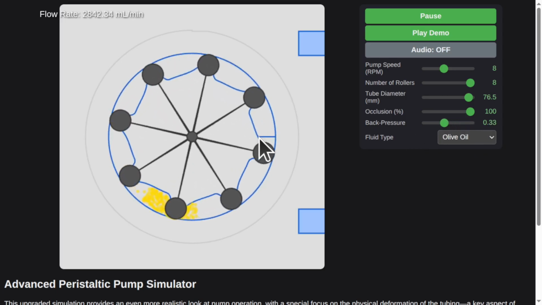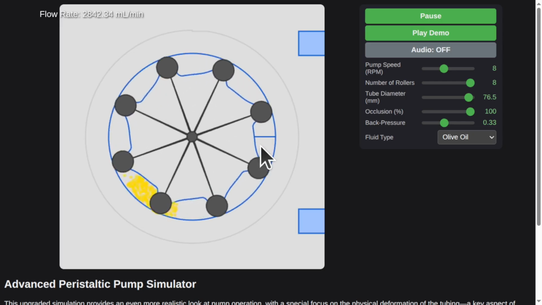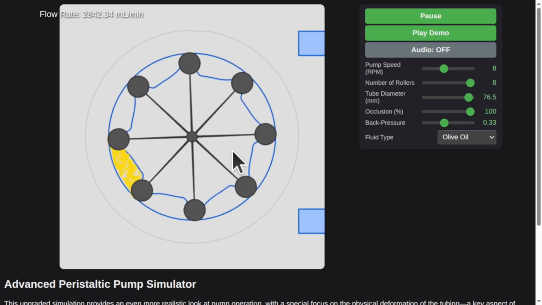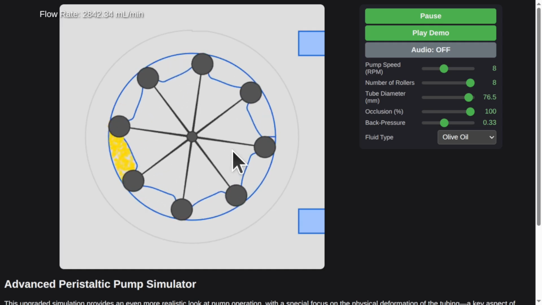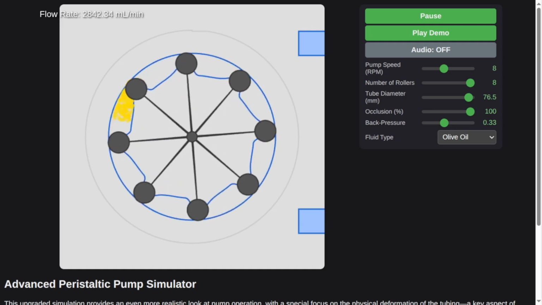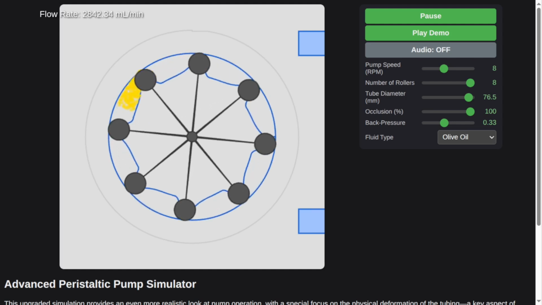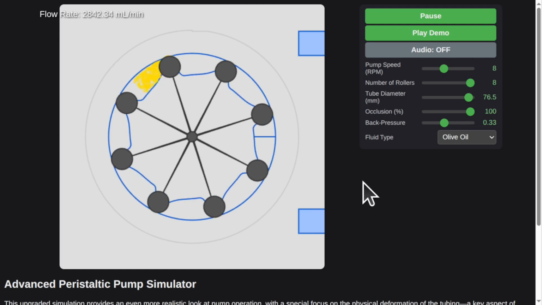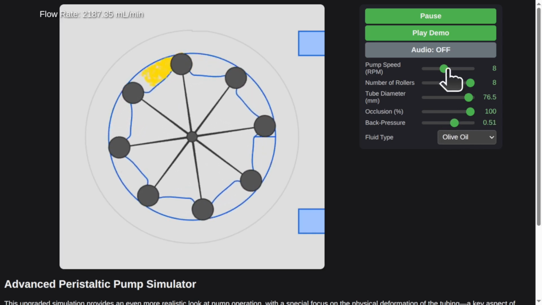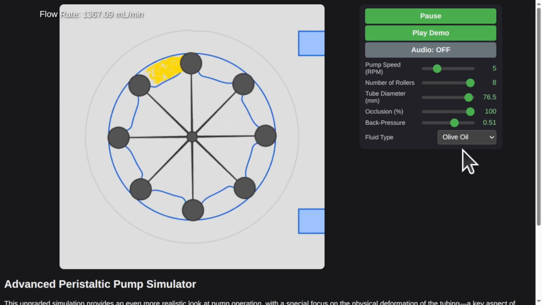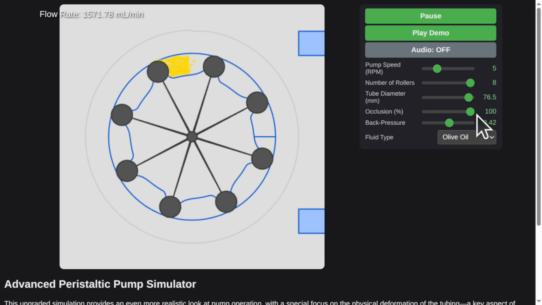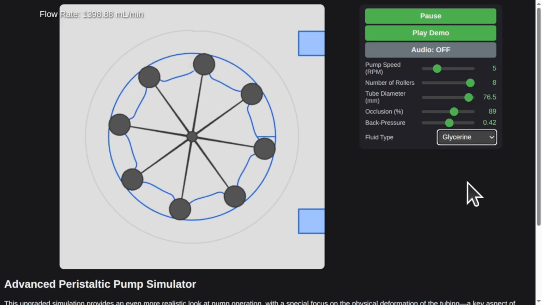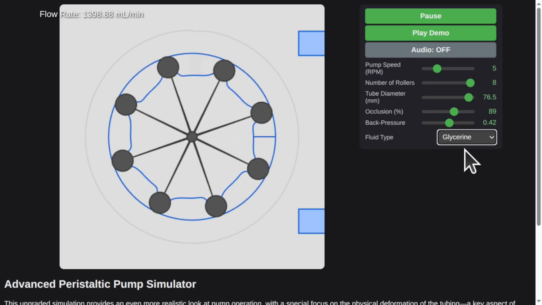Would the wheels, or whatever they're called, be further away from the outer wall of the tube? The back pressure and flow rate values are displayed at the top left of the screen, indicating 2842.34 milliliters per minute with a back pressure setting of 0.33. The yellow fluid in the tube seems to be moving, but the visible clumping near the bottom left might be a visual effect of the simulation.